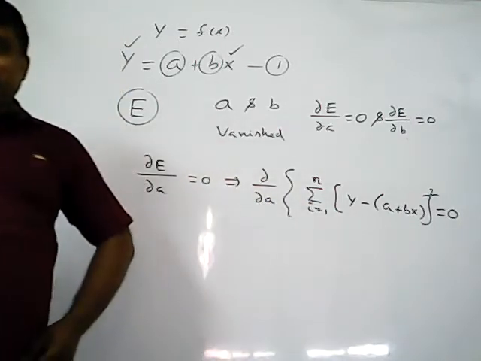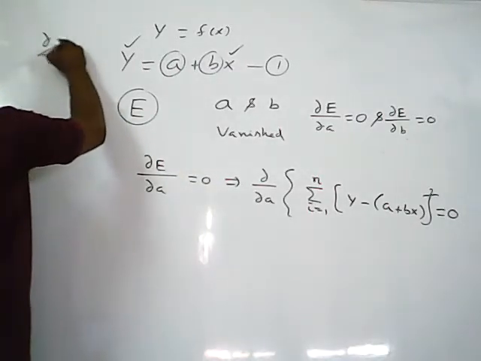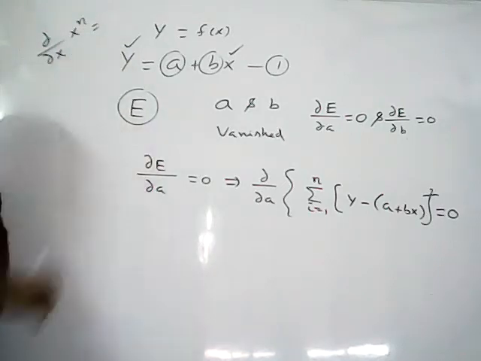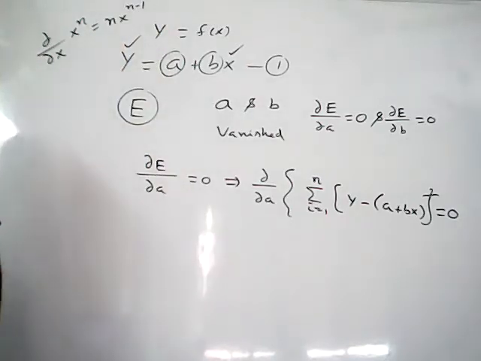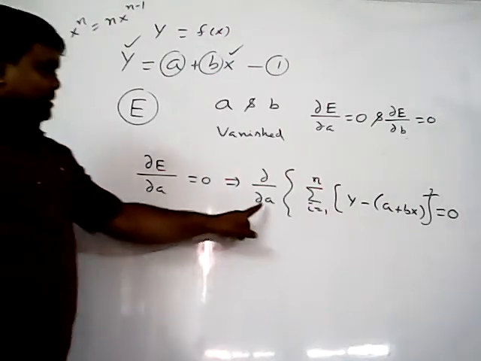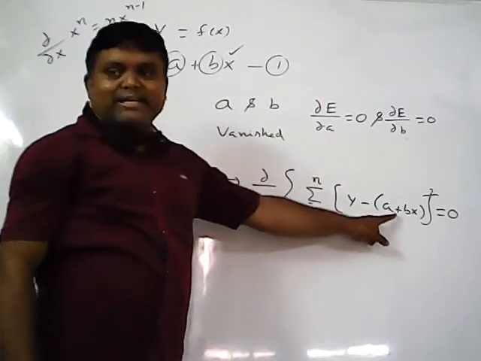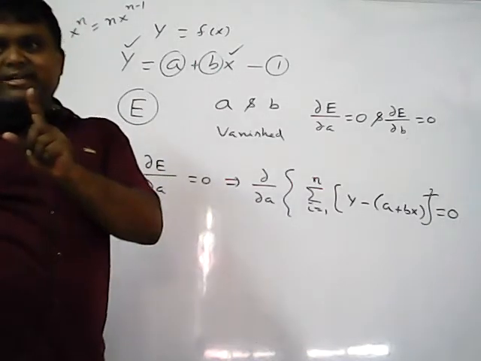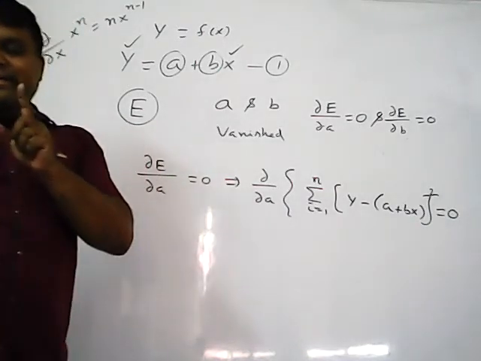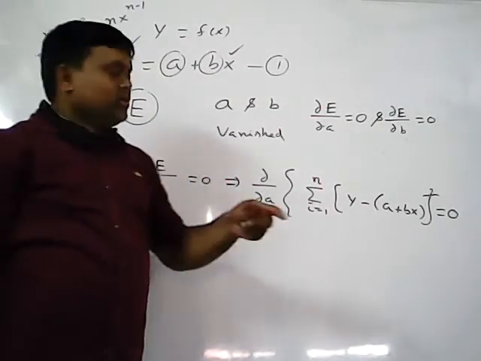What is the partial differentiation of x power n? All of you know it: ∂/∂x of x power n is n into x power n minus 1. Now, partial differentiation with respect to a or b: with respect to a, wherever a is not there, those terms' partial differentiation is 0. Wherever a is there, that differentiation exists. The remaining terms are treated as constants, and the partial differentiation of a constant is always 0. Already you know.